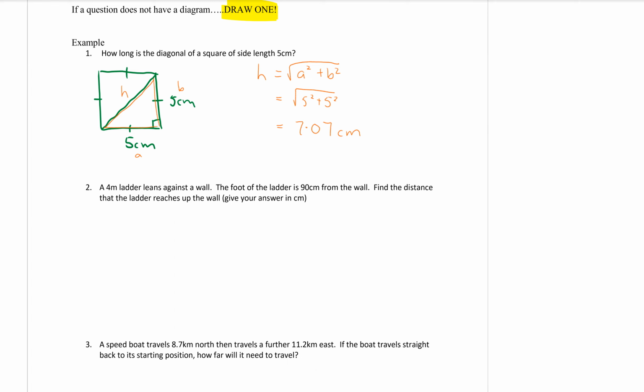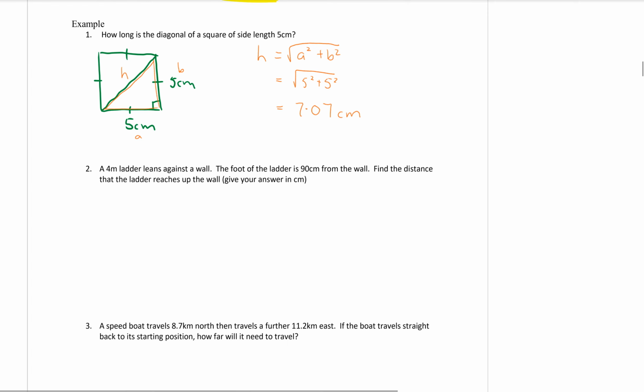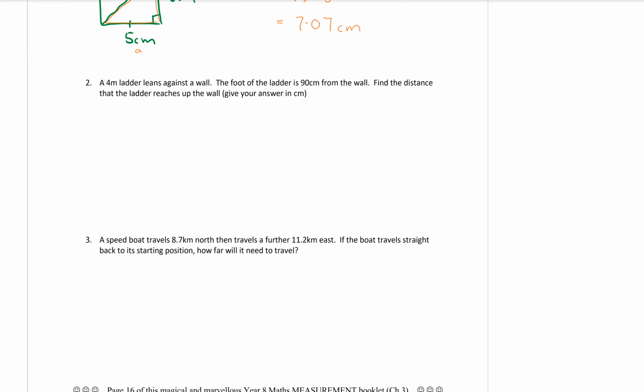Let's try another one, because these are your questions that I'm starting on here. Okay, question 2. A 4-metre ladder leans against a wall. So here is my wall. Walls are always vertical. And our ladder is leaning against the wall, so it'd be making a sloping line there with the ground. And you hope that the ground and the wall are at right angles. Otherwise there's something wrong with this building.